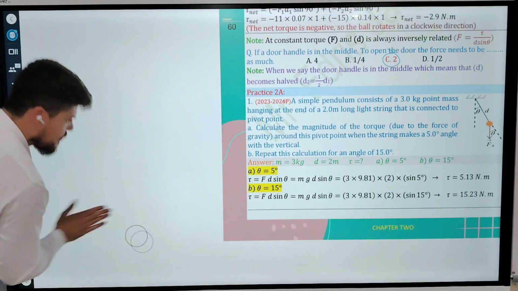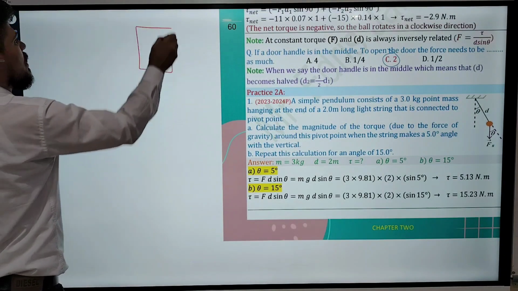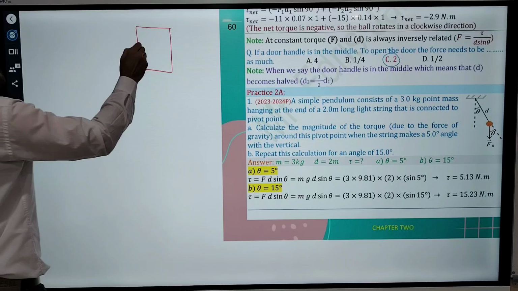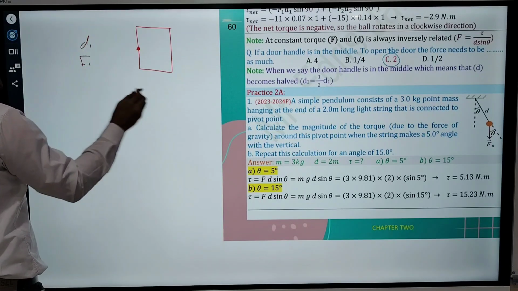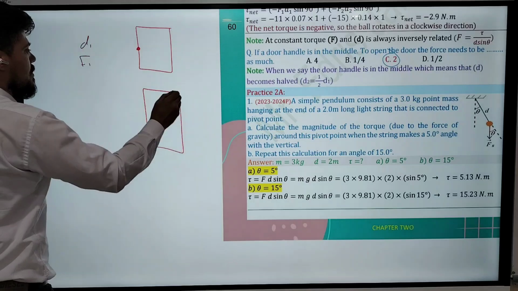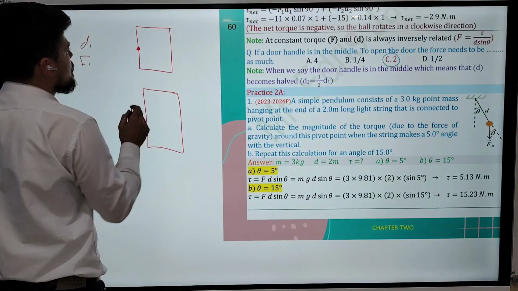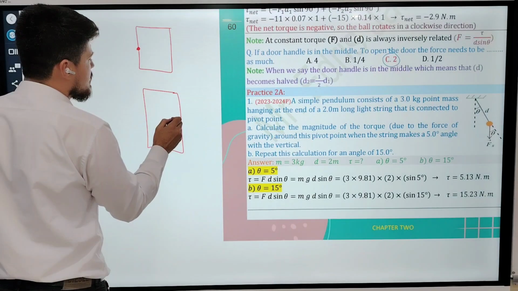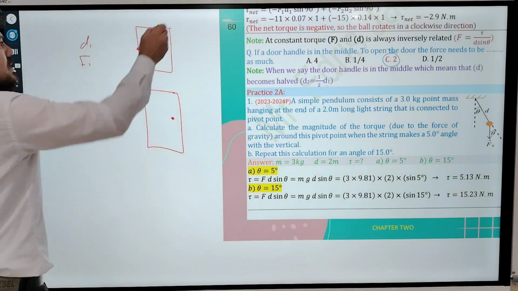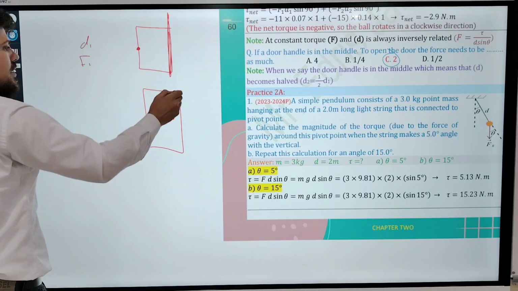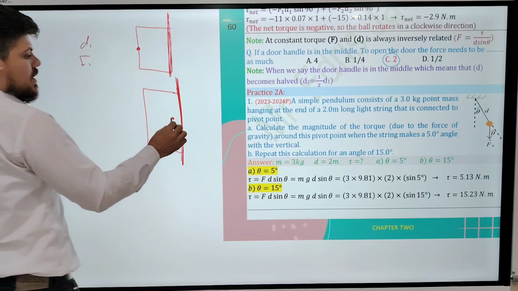So what happens if we change the handle of the door to a quarter of its initial distance? For example, if the handle of the door is here, we have D1 and F1. But if you change the handle of the door to 1/4 of its initial distance, okay? What do you mean by 1/4 of? So this is the axis of rotation, okay? This is the axis of rotation.